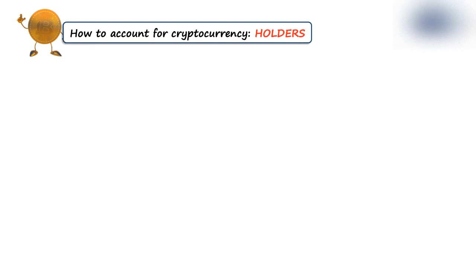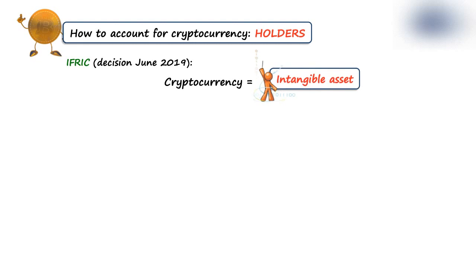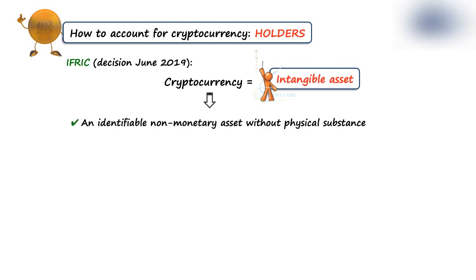Well, let's firstly look at the accounting by the holders, or those who buy cryptocurrency either to hold it or trade with it, but are not involved in mining it. According to the IFRS decision of June 2019, cryptocurrency is an intangible asset because it is an identifiable non-monetary asset without physical substance. That is all true because it meets the definition of an asset and it is separable. You can sell it to someone else. As a result, accounting for cryptocurrency by holders depends on the purpose of holding it.